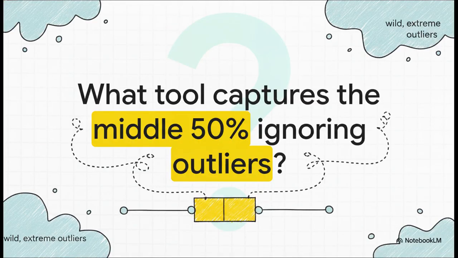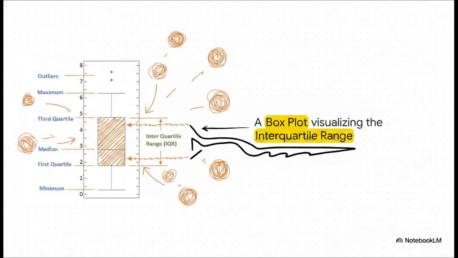Okay, next question. What specific visual tool and what metric best captures the middle 50% of your data while ignoring wild, extreme outliers? Like, if you have messy data just completely skewing your averages, how do you visualize the true core of it? Let's look at the tool. Notice how effectively a box plot handles outliers here. The metric you're looking for is the interquartile range, or IQR.